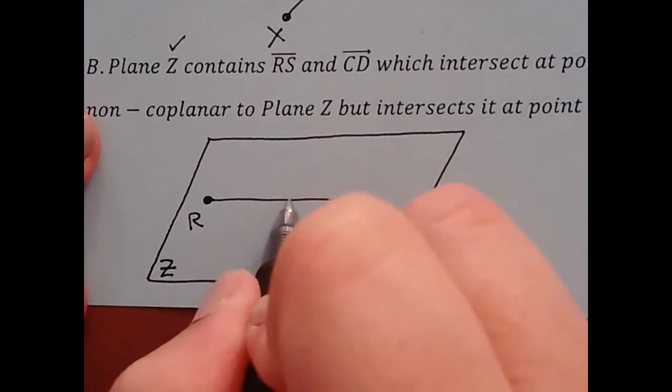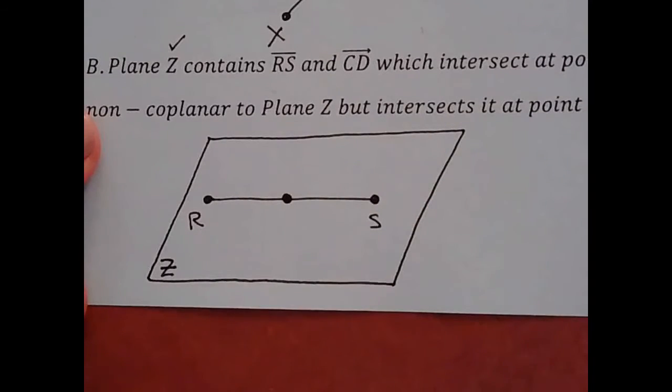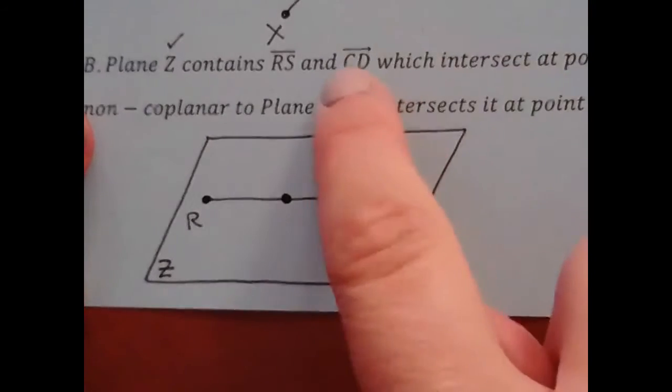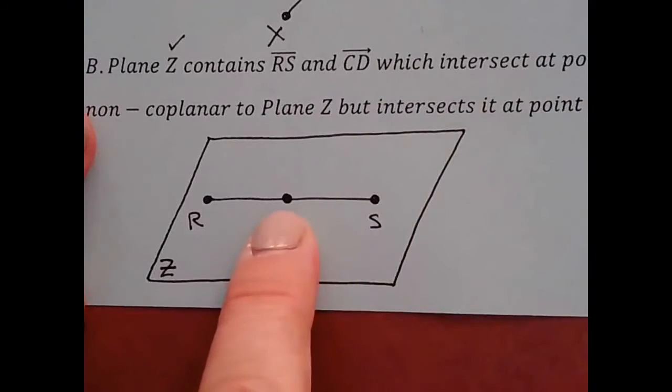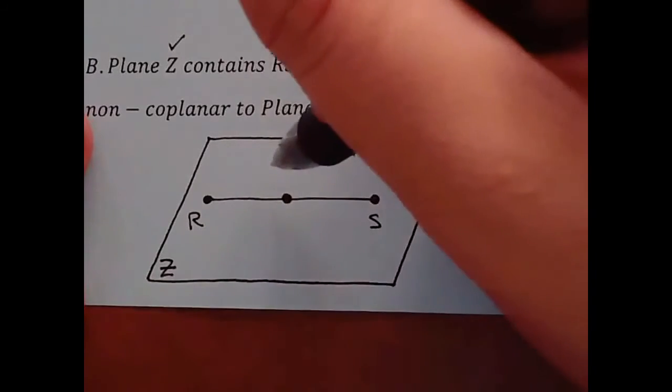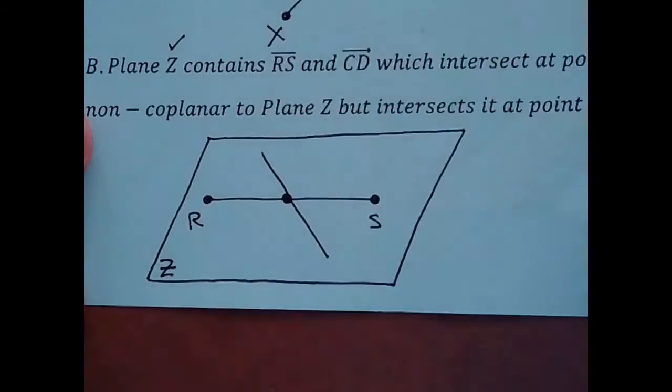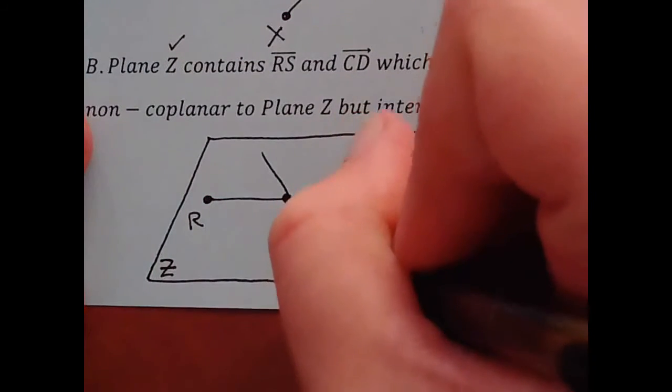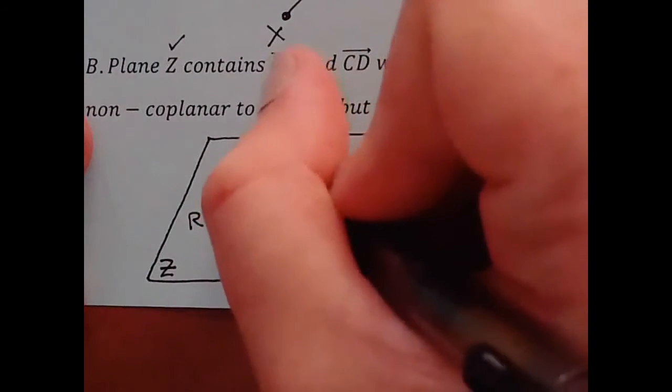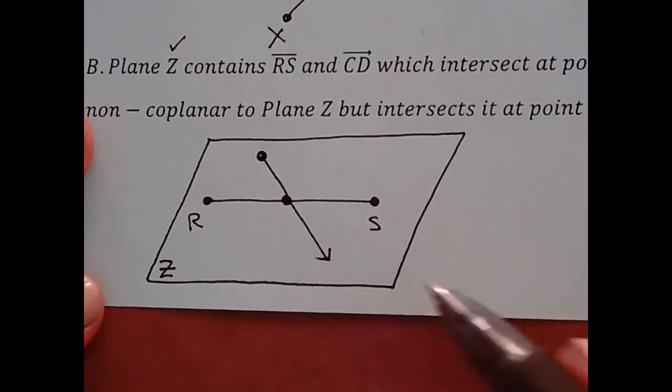CD is intersecting this segment. So I have CD coming through here. It's a ray, so I'll put an arrow on one of the ends, point on one of the ends. So we have a ray here.